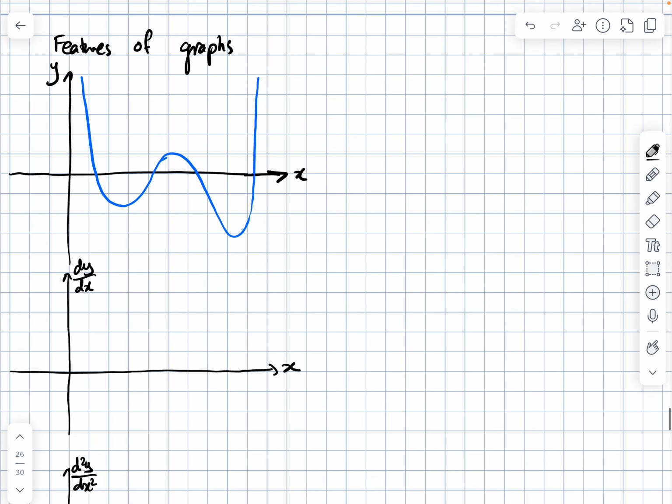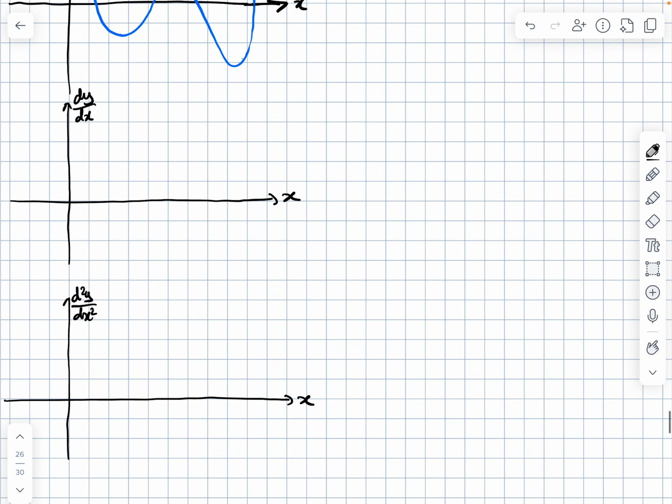Now that we've learnt most of our differentiation skills, we can now start applying them to different types of questions. Questions that often come up require you to have knowledge about the features of graphs. So what I've drawn is a quartic, x to the power 4, in blue, and what I'm going to do first is draw its gradient function and then draw its gradient's gradient function, or the second derivative.